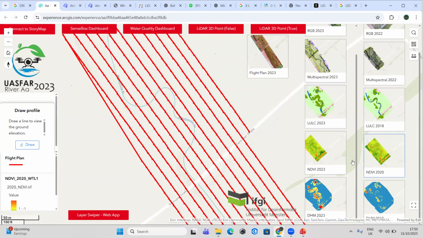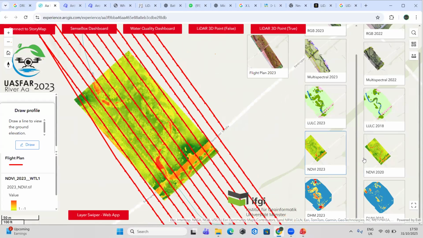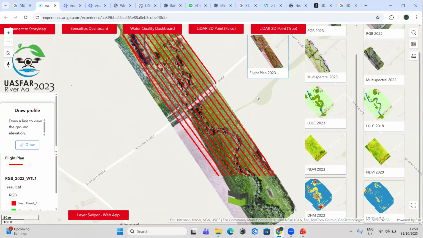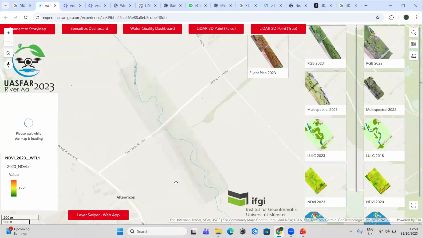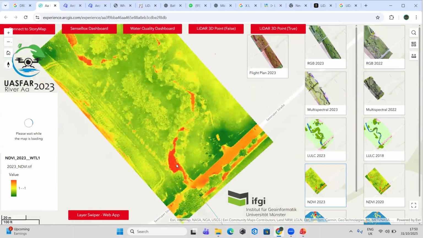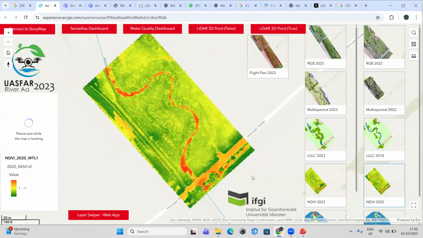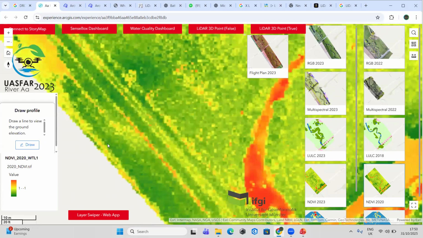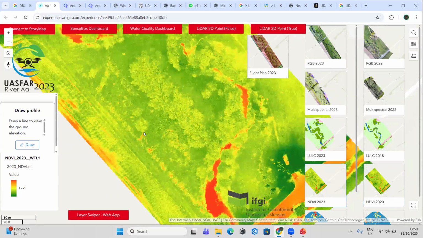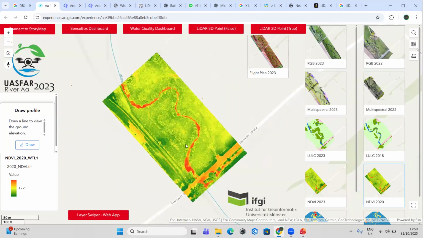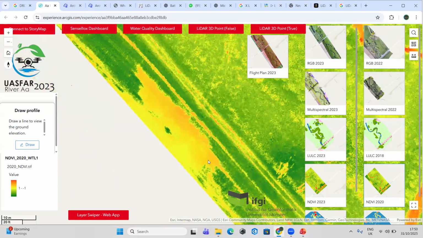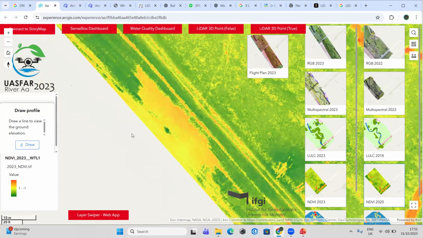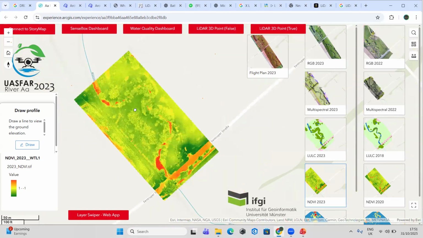Similarly, in NDVI, you can see the crop health here. You can compare regions. For example, the crop health here has fallen, or you can just take some analysis for this patch. In 2020, it feels like there was no crop here. In 2023, there are some crops here.